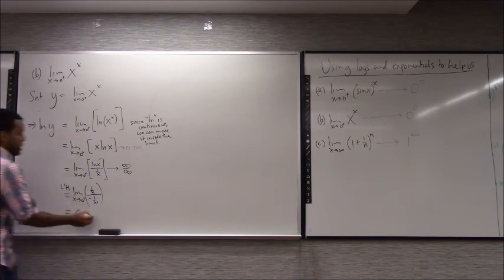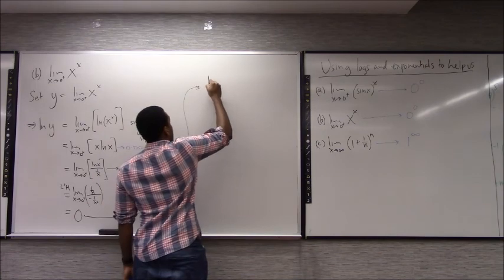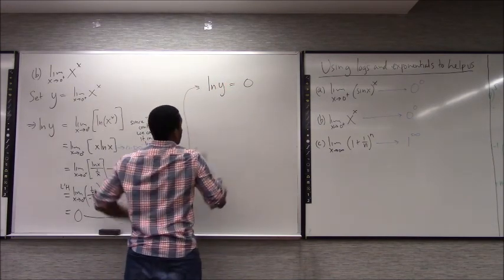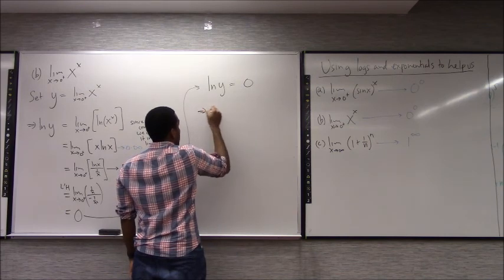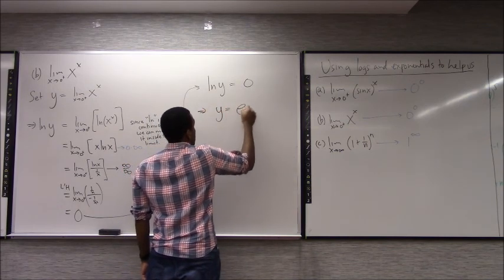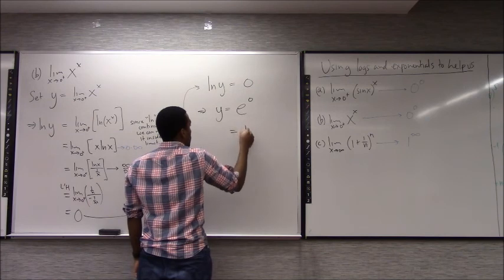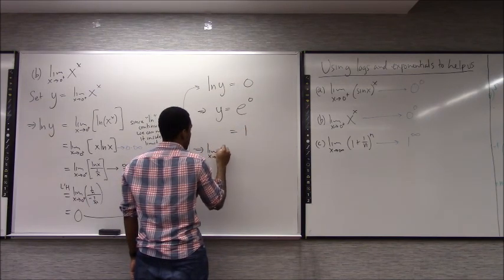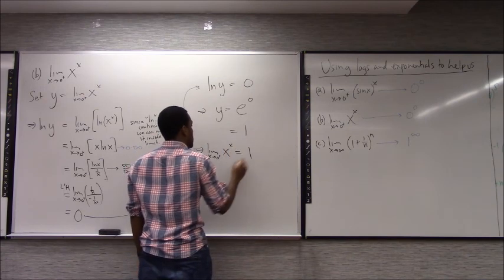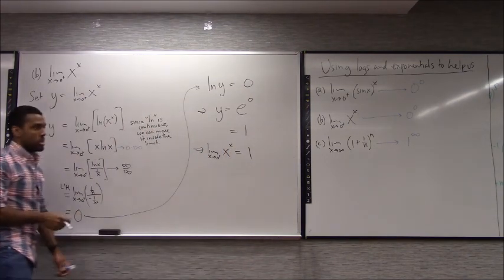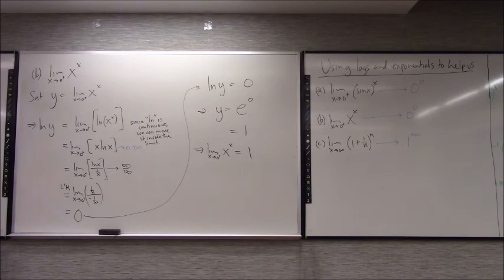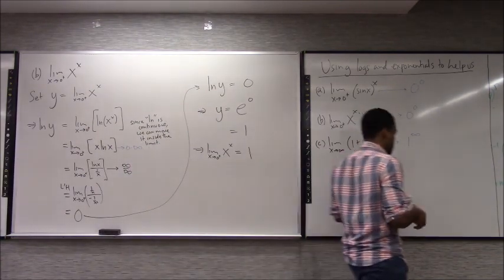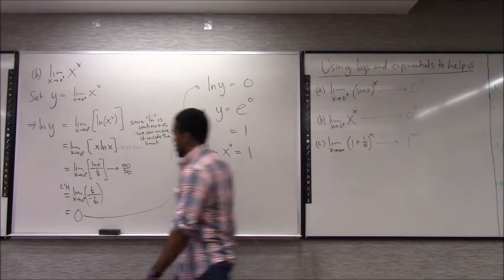And so what we can say here is ln of my y is 0, but my y was the limit. So what I can do is solve for y, and that was just e to the 0, which is 1. So that means that my original limit as x approaches 0 from the right of x to the x is actually 1. So in that case, 0 raised to the 0 is 1. We'll stop there. I'll see you guys on Wednesday.